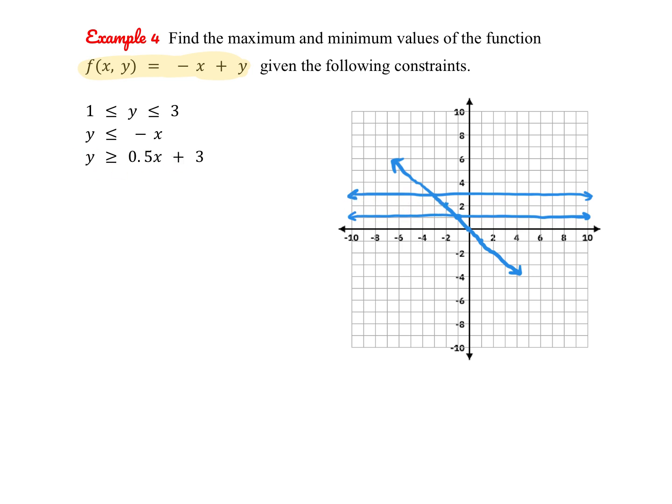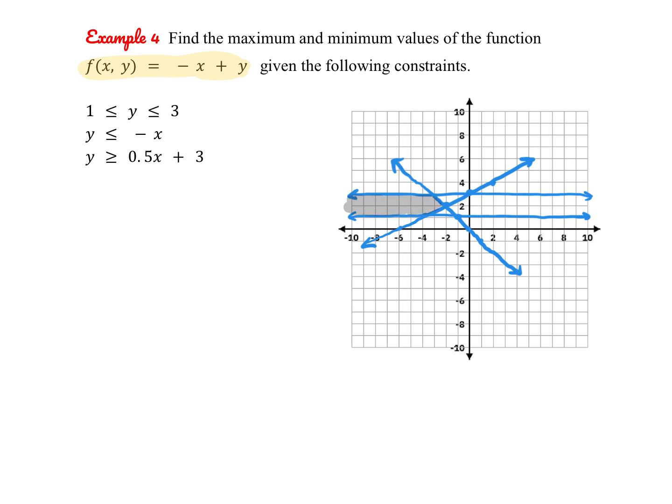And then for this last inequality, our y-intercept is at 3, so right here, and our slope is 1/2. So it looks like this. And this one is everything above. So it's everything between these lines, above this one and below this one. So it's actually an unbounded area. So it's this area here.